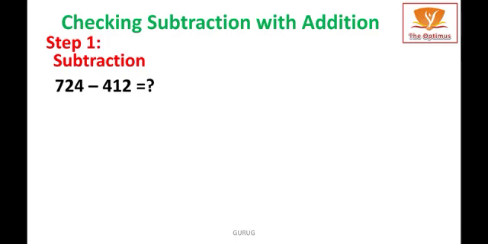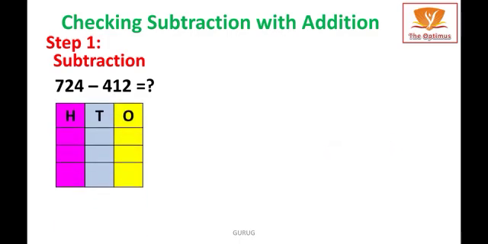Yes, I am going to represent in place value chart. 724 minus 412. Subtract ones place. 4 minus 2 equal to 2. In tens place, 2 minus 1 equal to 1. In hundred place, 7 minus 4 equal to 3. 724 minus 412 equal to 312. The answer is called difference.